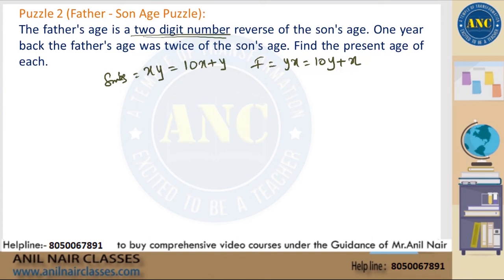Brilliant. One year back, the father's age was twice the son's age. Now, one year back, this is today's age of father, this is today's age of son. Let's see what happens one year back. How do you handle that? One year back, what was the son's age? It has to be 10x plus y minus 1.